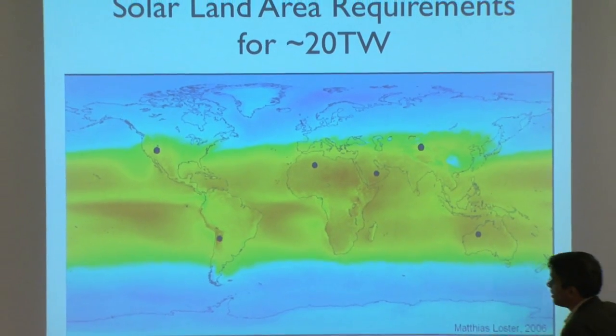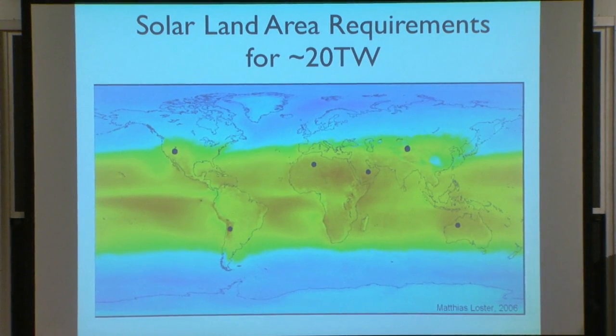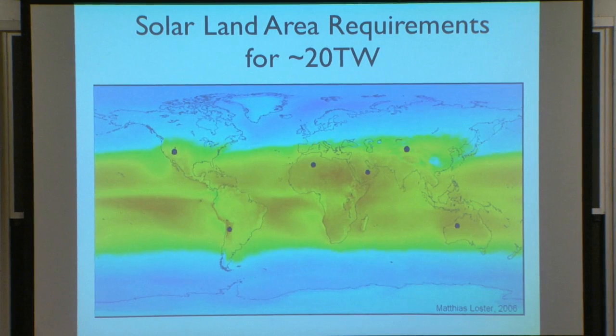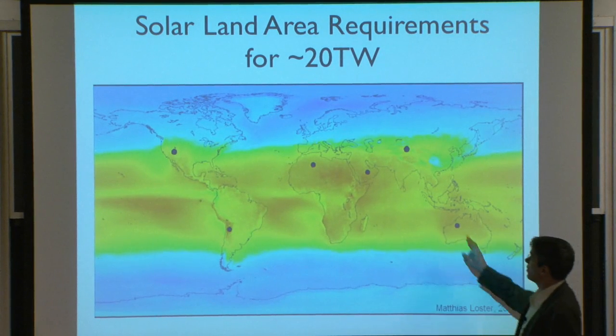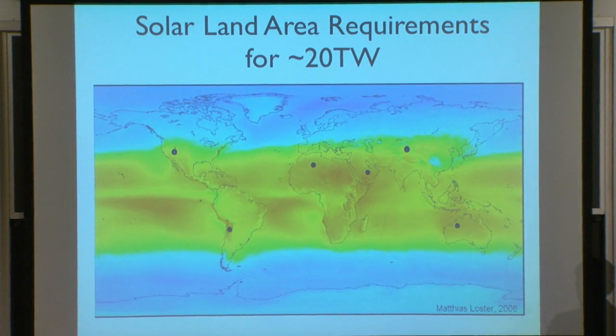Now, if you had 6 Nevadas that were willing to donate just a small amount of land around the world, and you put them in places that are sunny like Nevada, you get 20 terawatts. 20 terawatts. That's more than half of what we think we'll need in 2050.